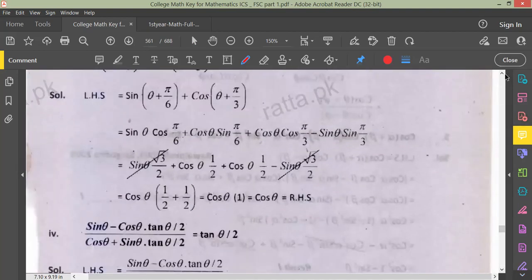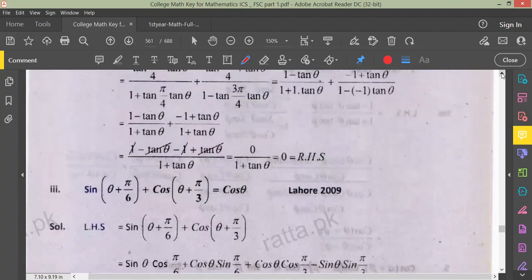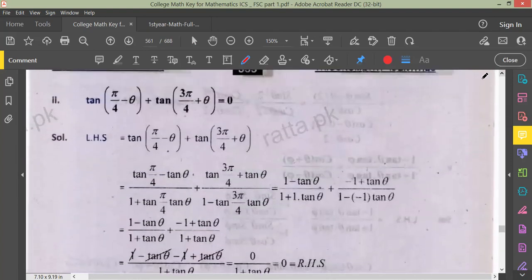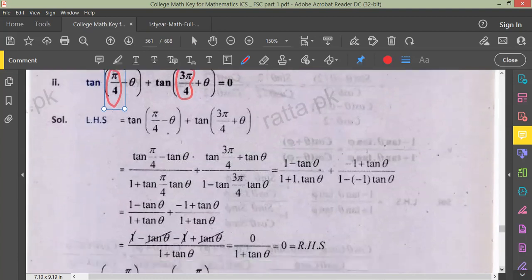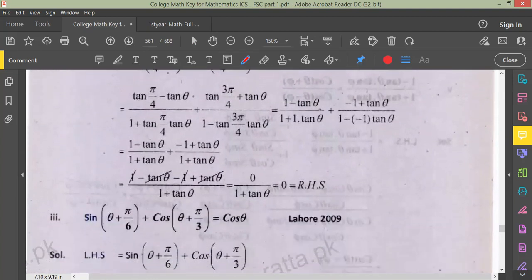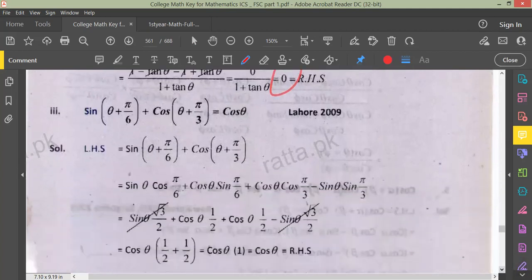Similarly, if we do the other parts of this question, the second part of the fourth question is tan of 45 minus theta plus tan of 270 plus theta. You can write this radian angle in degrees, and similarly this radian angle in degrees, and after applying the formula, this will be the final answer of this question. We know that 0 over 1 plus tan theta, 0 over some expression, will be equal to 0. Similarly, the third part of this question is the same as the other parts.